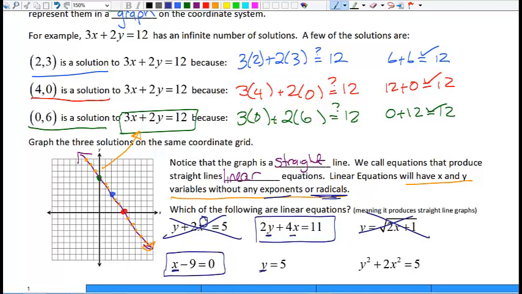How about the next one? y equals 5. Again, there's no x, but there's no radicals and there's no exponents, so we're going to include it as a linear equation. y squared plus 2x squared equals 5. Nope. The squares eliminate it as being a linear equation. Now, we will learn how to graph all of these equations, but I just want to make sure you understand what is a linear equation and what is not.